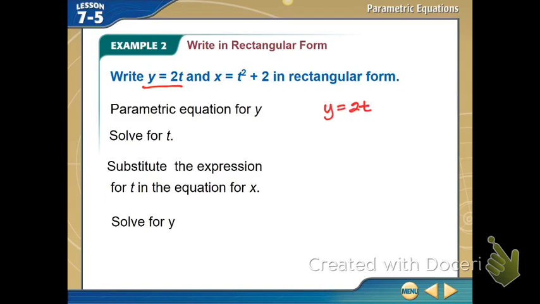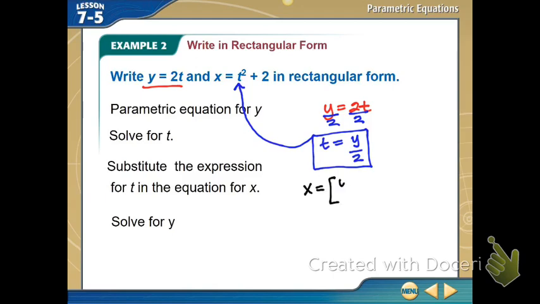And then what we want to do is solve for t. So I want to make this look like t equals, right? In order to do that, I'm going to divide both sides by 2. And I get t equals y over 2. So now that I know that t equals y over 2, I'm going to substitute this value of t into the parametric equation for x. So I get x equals, and then instead of writing t, I'm going to write y over 2, plus 2.